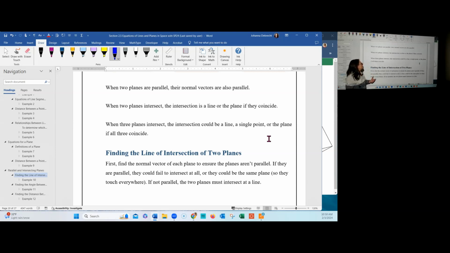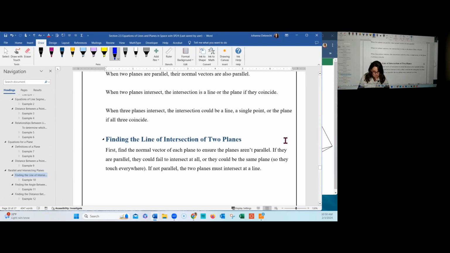They're also parallel. If the two planes intersect, do they intersect at a line or are they the same plane if they coincide? Or is it a single point? So it could be a line, a single point, or the entire plane if they're all three the same. So they might intersect, they might not, they might be parallel, they might not. If they intersect, it could be a line, a point, or the whole plane.